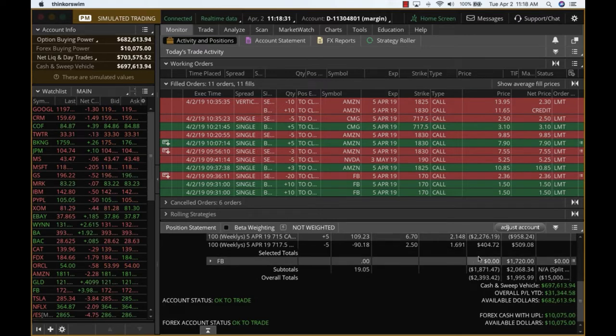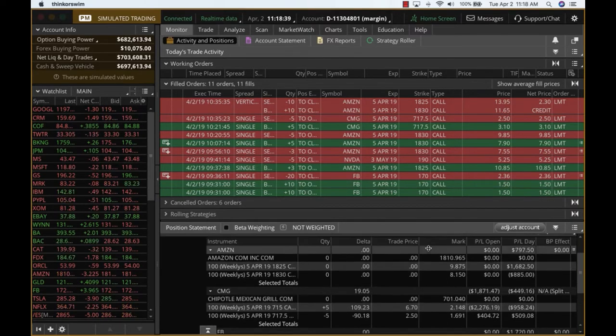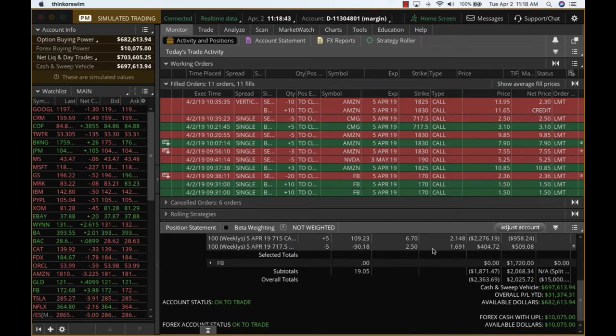So 20 contracts at 1.50 would be a $3,000 trade, and we made $1,700. So we're looking at a 60% return on the Facebook trade itself. So these are the two trades.